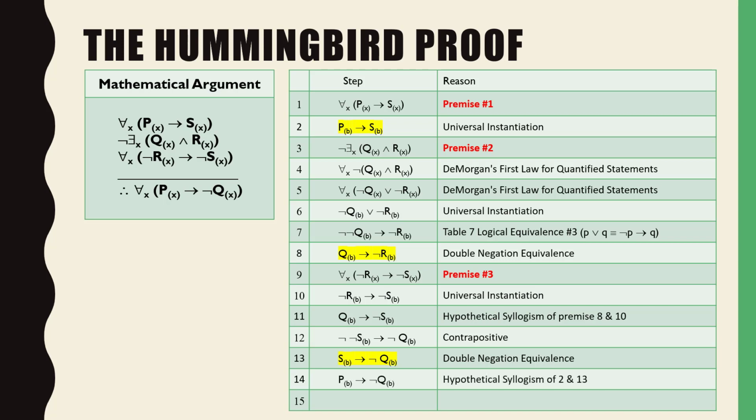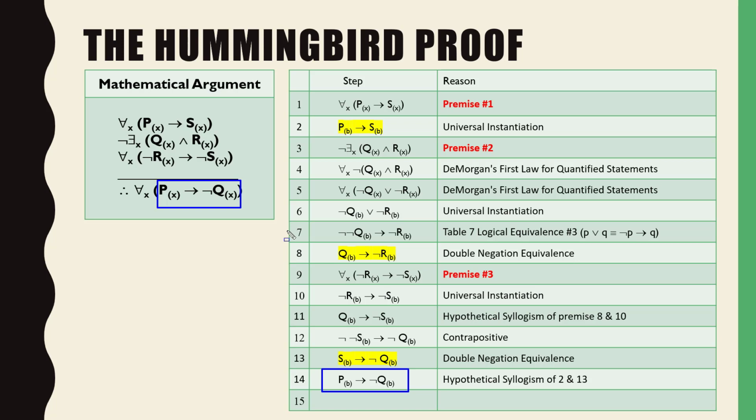Now, what do I have? I have exactly what I was looking for, right? Look at that. I have a P and I have a not Q. It's exactly what I needed, right? Well, now, this is where we can instantiate, right? That's the obvious final step here.